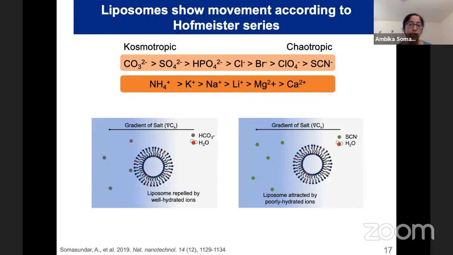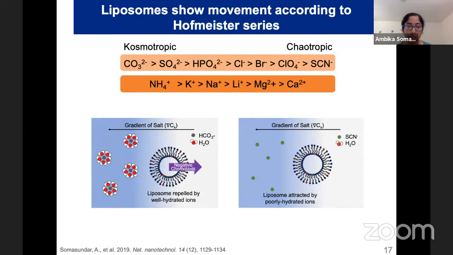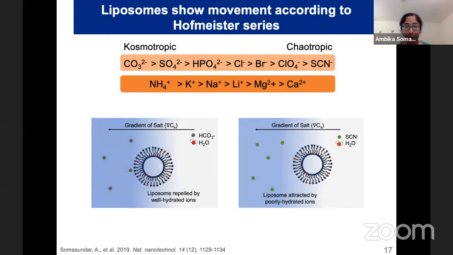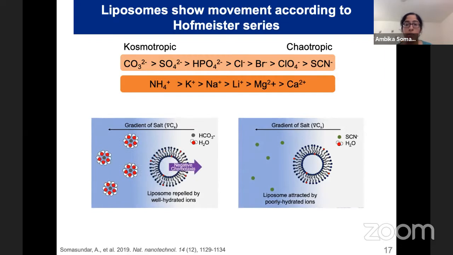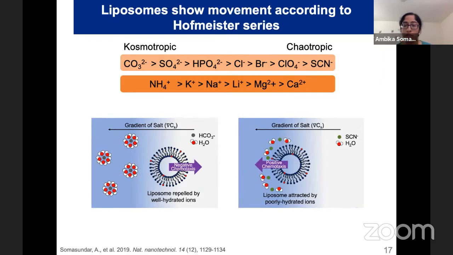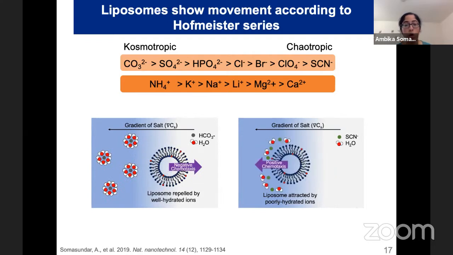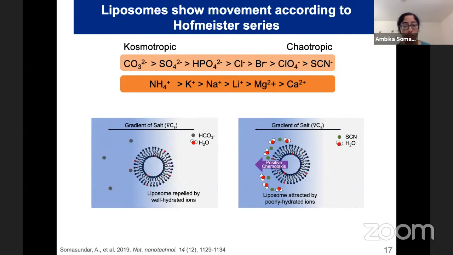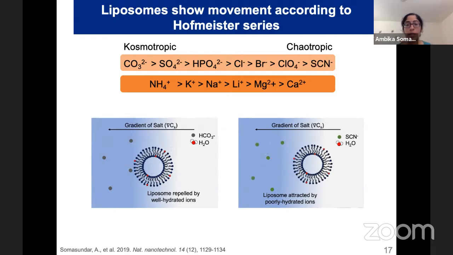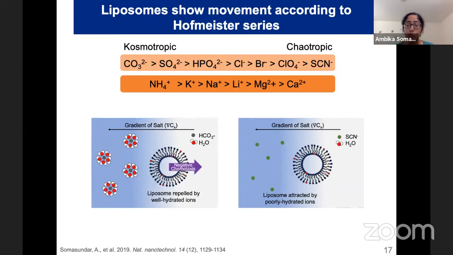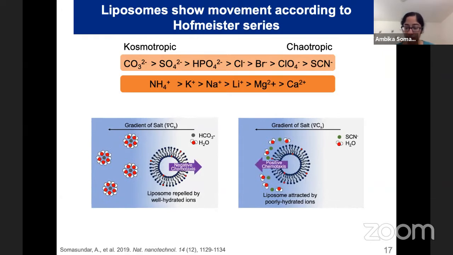Well-hydrated salts, such as the bicarbonate ion, are depleted from the lipid-water interface, and the liposomes are repelled by them. Whereas poorly hydrated salts like thiocyanate are enriched at the lipid-water interface and thus are attracted by the liposomes. So basically, the ion depletion or ion enrichment at the lipid-water interface determines whether we see positive or negative chemotaxis.